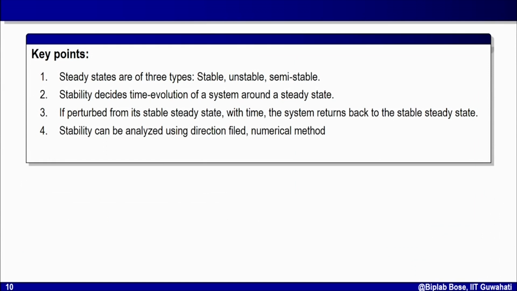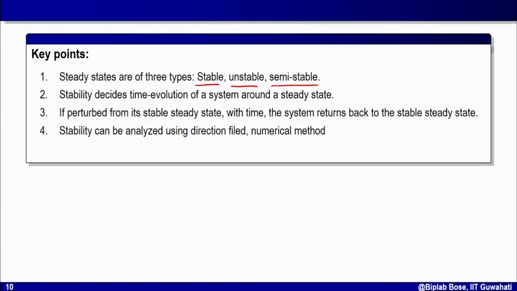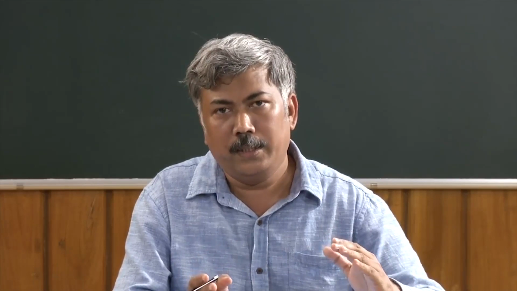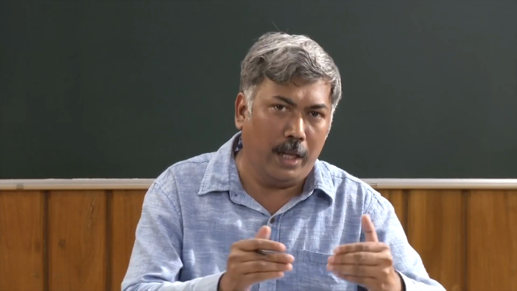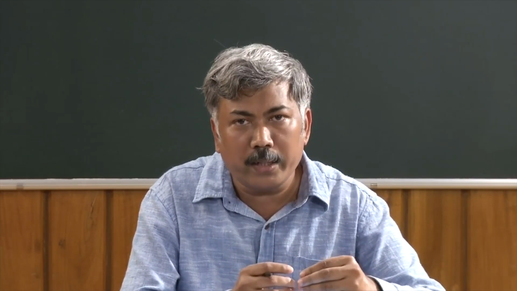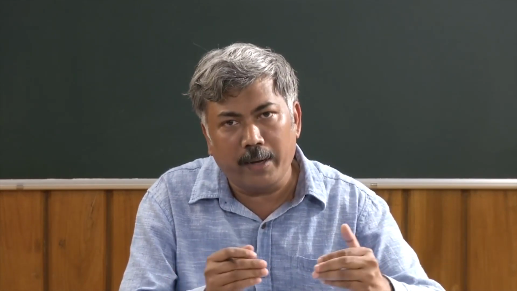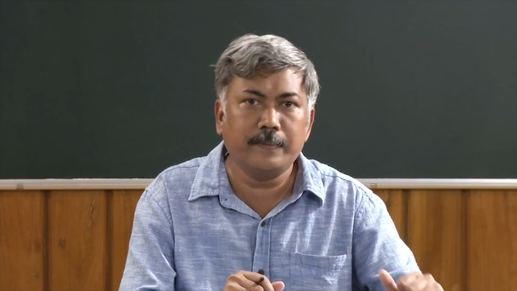Let us now jot down what we have learned here. We have seen that a steady state can be of three types: stable, unstable, and semi-stable. Stability analysis also helps us to understand how the system or the dependent variable will evolve with time around the steady state. If you have a stable steady state, and if you start near it, you will collapse at that stable steady state. If you are at a stable steady state and you perturb the system slightly, it will again come back and collapse at that stable steady state.